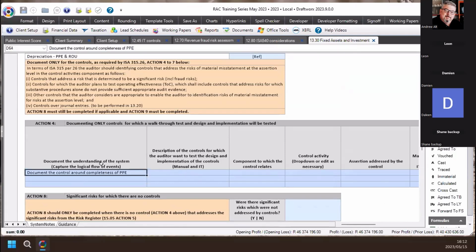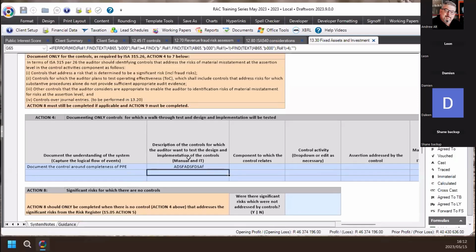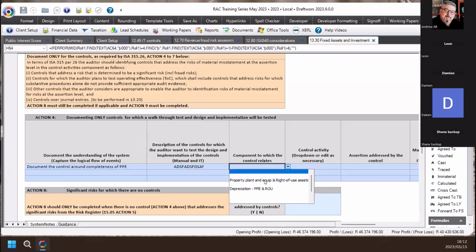So now I go and document my understanding. Description of the specific control that exists. Okay. What is the actual control? There's the understanding of the system. Here's the actual control. What component does this relate to?